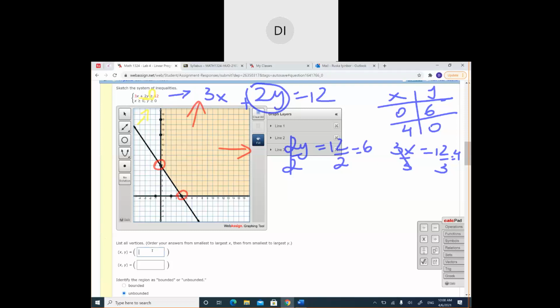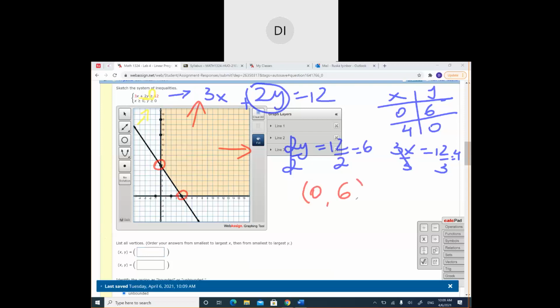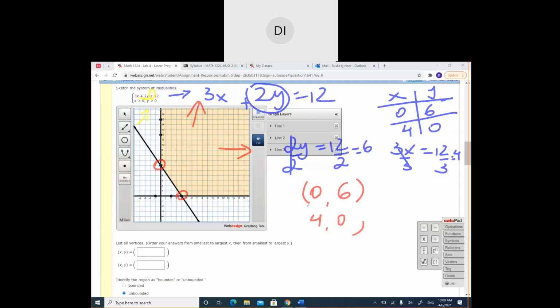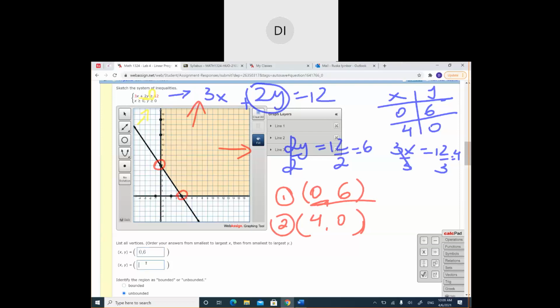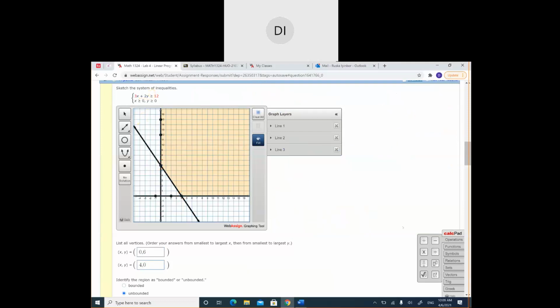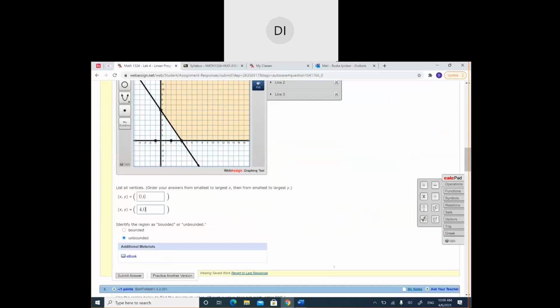And now I'm going to put the coordinates of the vertices. Which one is the first one? The one with, and I can just write them first. So the coordinates, the one of the point is 0 and 6. And the other one is 4 and 0. Obviously, the first one has smaller x, so that's why it's the first one. And this is going to be my second answer. And I'm just going to put the numbers. 0, 6. And the other one is 4, 0. And that's my area, that's my graph. We have the vertices and we have the area, it's unbounded.